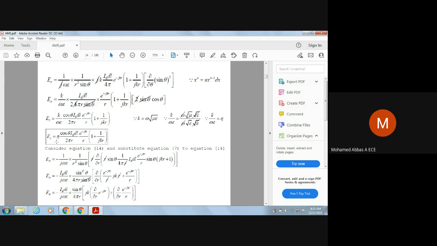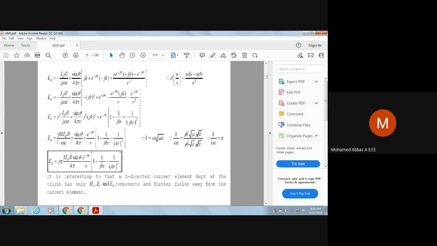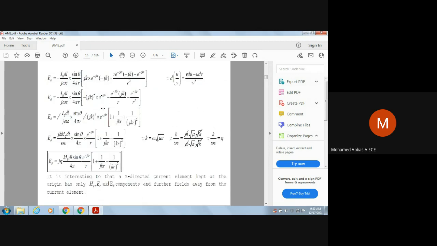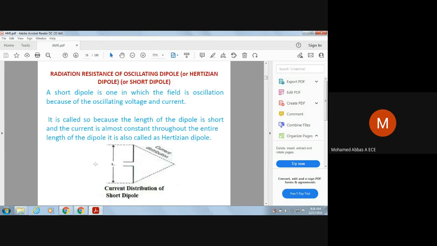Next, we can find the electric field component along the theta direction. As usual, we substitute the value of H phi, and the equation reduces in this manner. You can refer to this equation: E theta is equal to j eta k I0 dl sin theta by 4 pi into e power minus jkr by r into 1 plus 1 by jkr minus 1 by kr the whole square. So now we have found the component H phi, followed by the electric field components Er and E theta. Got it?